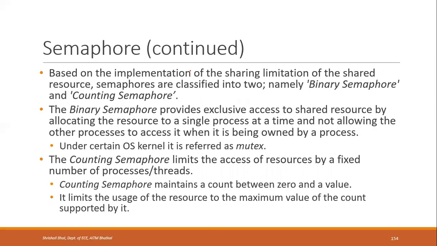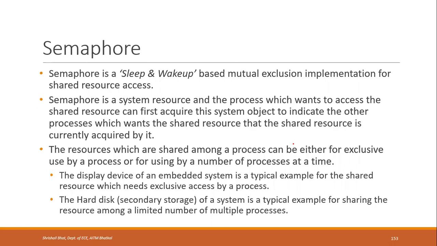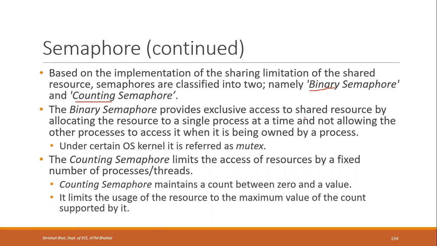access. So based on the implementation of the sharing limitation of the shared resource, semaphores are classified into two types, that is binary semaphore and counting semaphore. As we have said, there is exclusive access and limited access. Binary semaphores are used in exclusive access, whereas counting semaphores can be used in limited access as well as exclusive access.